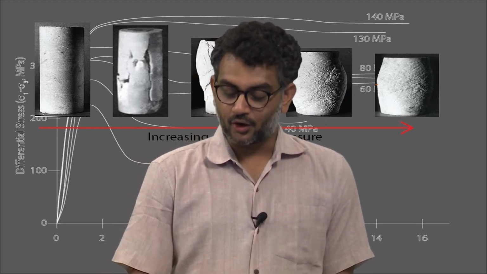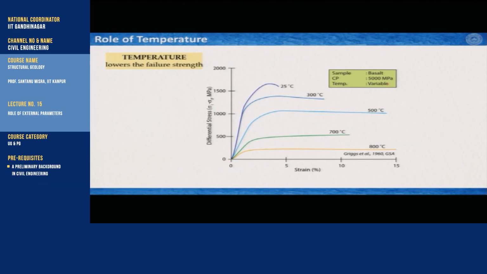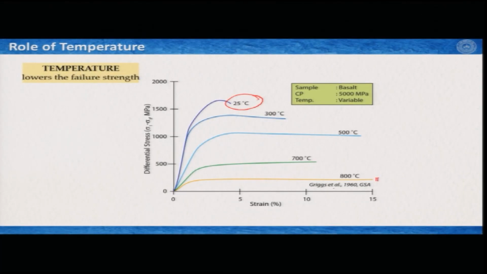So, in this case the confining pressure was 5000 megapascal or 5 kilobar. The strain rate was constant and temperature was variable. So, he wanted to check the effect of temperature on the strength of this basalt. You clearly see that at 25 degree centigrade the curve looks like this blue curve, and at 800 degree centigrade the curve looks like this.